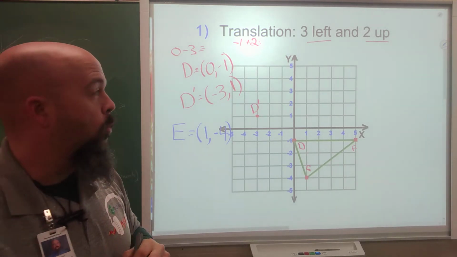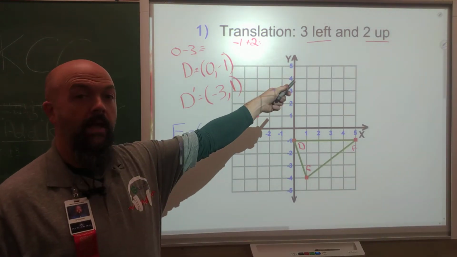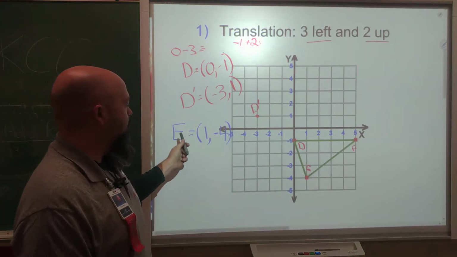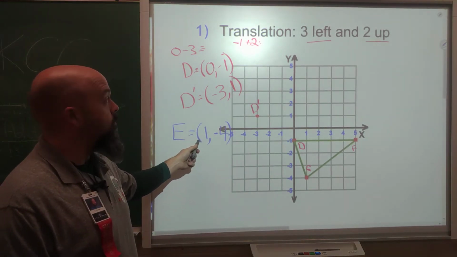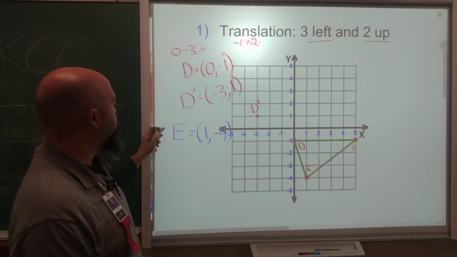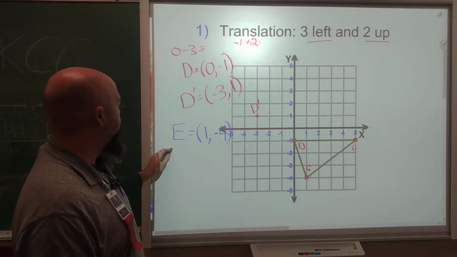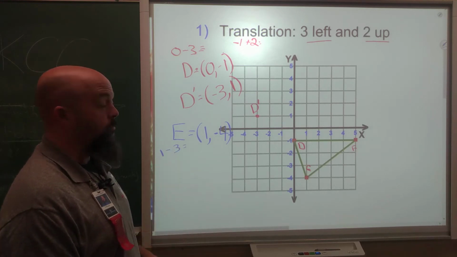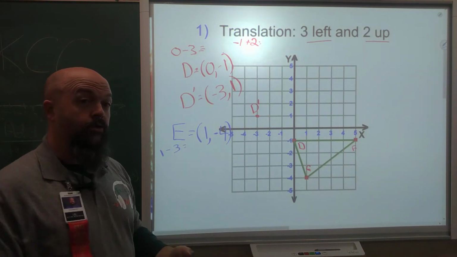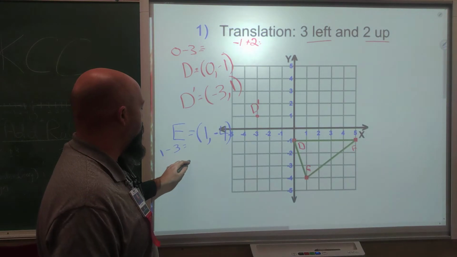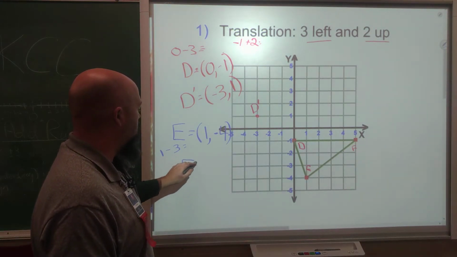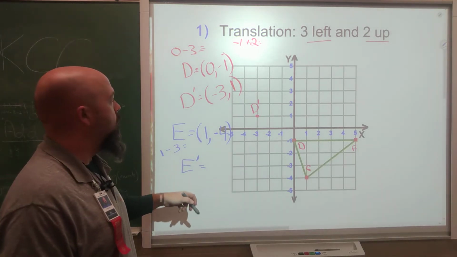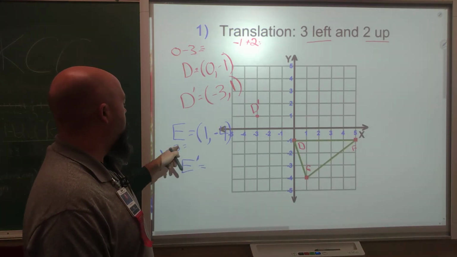+1, -4. Again, 3 left, 2 up. What is that going to do to that point? Well, I'm taking the X of 1, we're going to move it 3 to the left. So that becomes 1 - 3. What happens when you have 1 and you take 3 from it? Obviously, with our new integer world, it's going to become a negative. So our modified or translated E apostrophe becomes 1 - 3.